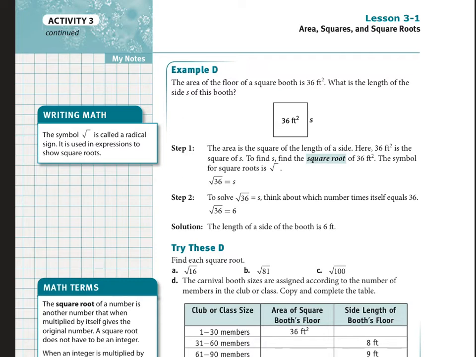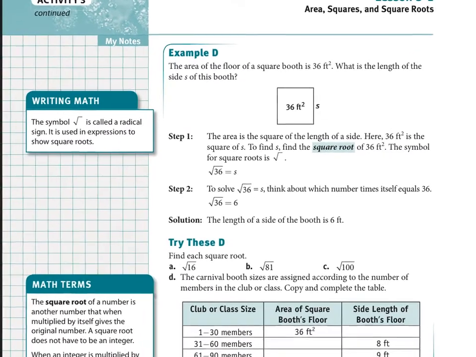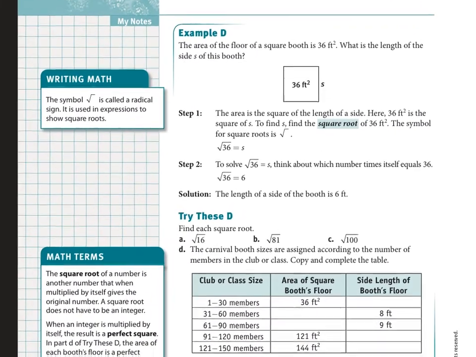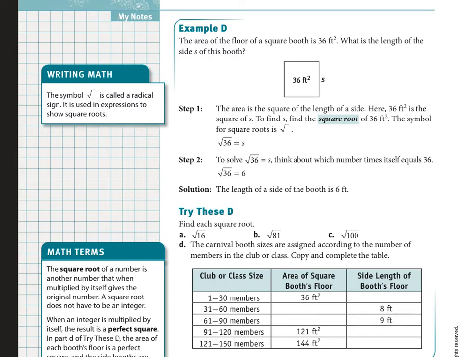All right, so let's keep working here. Let's dig in a little bit and even go backwards on this. If the area of the floor of a square booth is 36 feet, what is the length of the sides? They're giving you the area. They're kind of giving you the answer.